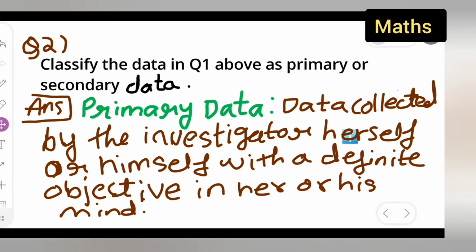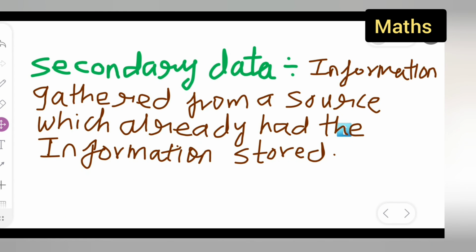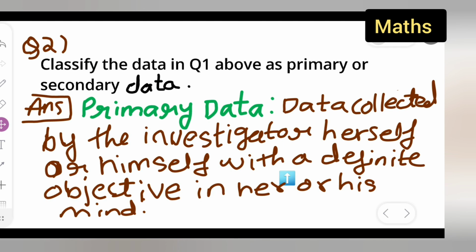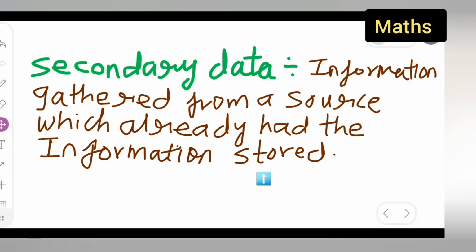Primary data is collected by the investigator herself or himself with a definite objective in her or his mind, and secondary data is information gathered from a specific source which already had the information stored. I hope you have understood the definitions of primary and secondary data along with exercise 14.1 question number 1. You only have to classify whether it is primary or secondary, which we have done.